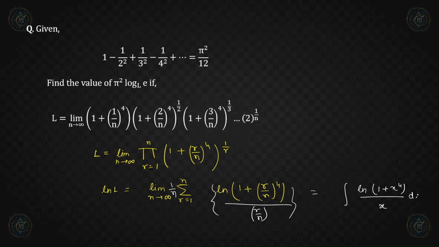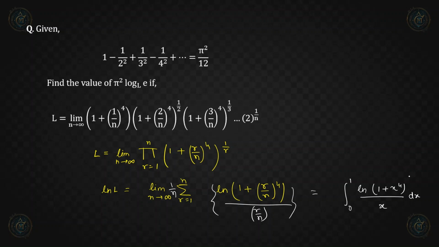What will be the limits of the integral? The limits will be simply from 0 to 1, right? We just discussed this. If we have r equal to 1 to n, or if we have r equal to 0 to n, in all of these cases the integral limits will be 0 to 1. So we have to somehow find this integral. How do we find this integral?